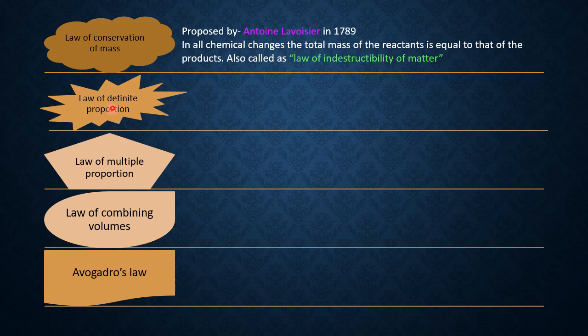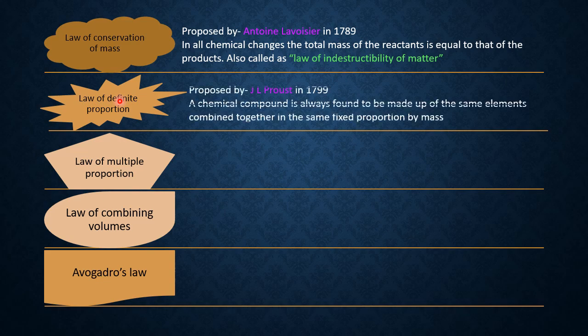Whether a molecule is formed by this method or that method, whether we got it from a different source, irrespective of the source and the method, once the molecule or compound is formed, the proportion between its elements is definite or constant. Let us see the law. This was proposed by J.L. Proust in 1799, and the statement is: a chemical compound is always found to be made up of the same elements combined together in the same fixed proportion by mass.